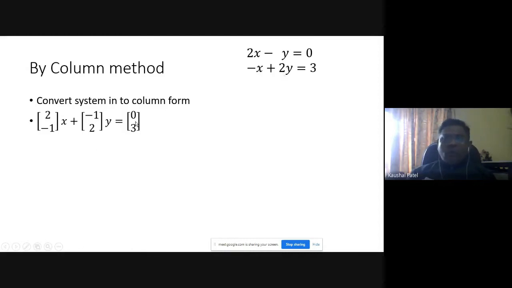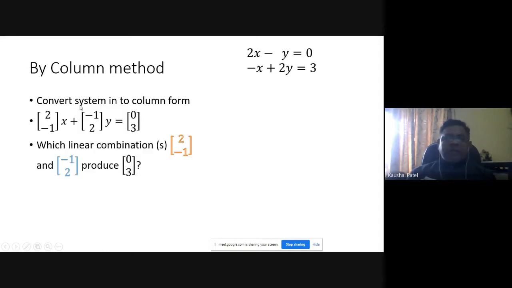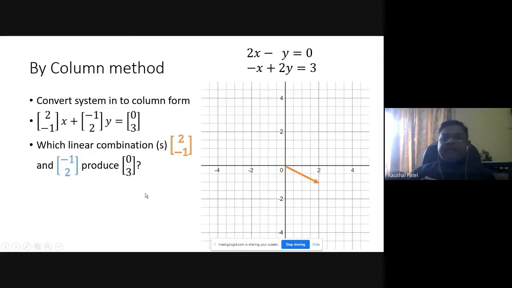2 minus 1, minus 1 2, y, this is equal to 0 3. So 2 minus 1 x plus minus 1 2 y is equal to 0 3. So now this is nothing but 2 minus 1, minus 1 2. These are two vectors, and we have to find out which linear combination of these two vectors produces 0 3. Means what value of x and y we can put so that we can get the 0 3 vector.